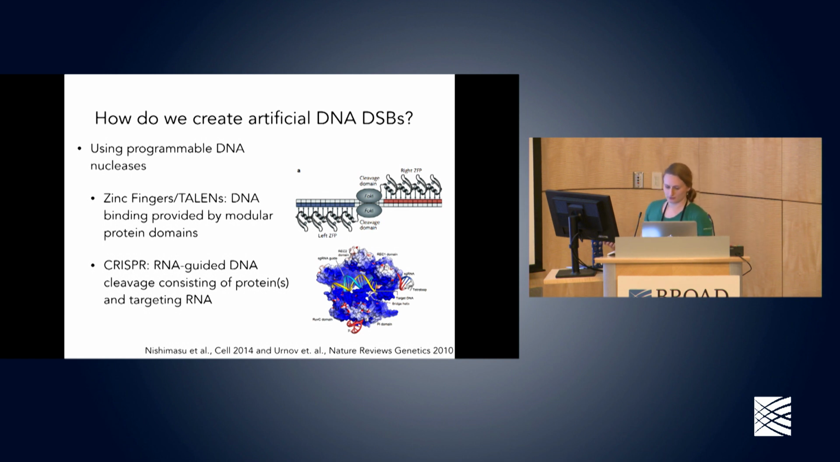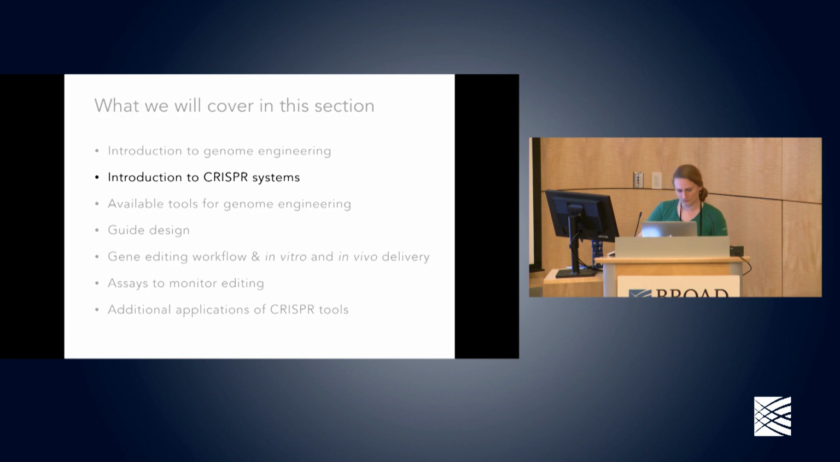The CRISPR-associated Cas proteins have recently been employed for targeting DNA editing because they are easy to use, precise, and specific. Cas proteins use a short guide RNA to target a protein to a specific nucleic acid sequence. So now that I've briefly introduced CRISPR, I'm going to go into some of the specifics on how this works.